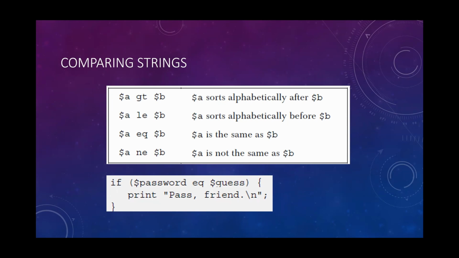So the GT says A sorts alphabetically after B. So if B is greater than, B comes after A. Okay, so greater than for strings means it's closer to Z than A. Less than means alphabetically before. So whatever is less than means it's closer to the A and not the Z. Equal is the same, and then NE is not equal. So here down at the bottom, if my password equals what I guessed, then I can pass. So that's going to make sure that whatever is in this variable and whatever is in this variable are equal, even though they're strings.